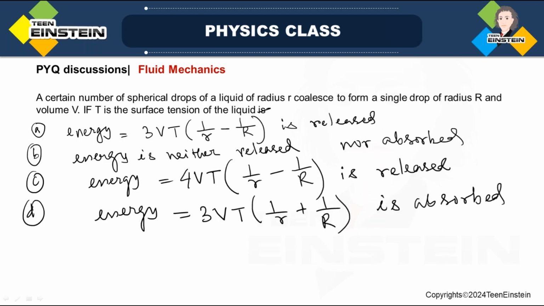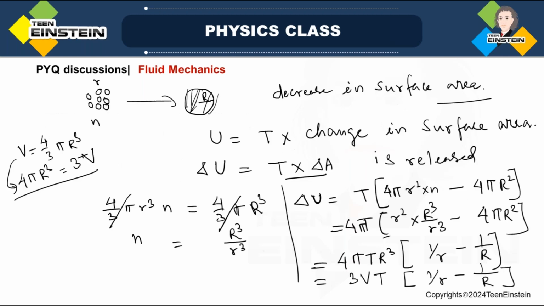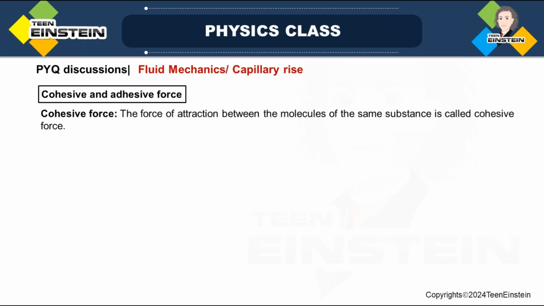So here, see, there are options over here. 3VT, this much energy will be released. So option A will be the correct answer for this question. So students, as I mentioned, I'll be solving two questions related to surface tension, viscosity, etc., and thereafter we'll revisit the conceptual understandings of capillary rise. So let us learn that part of fluid mechanics.